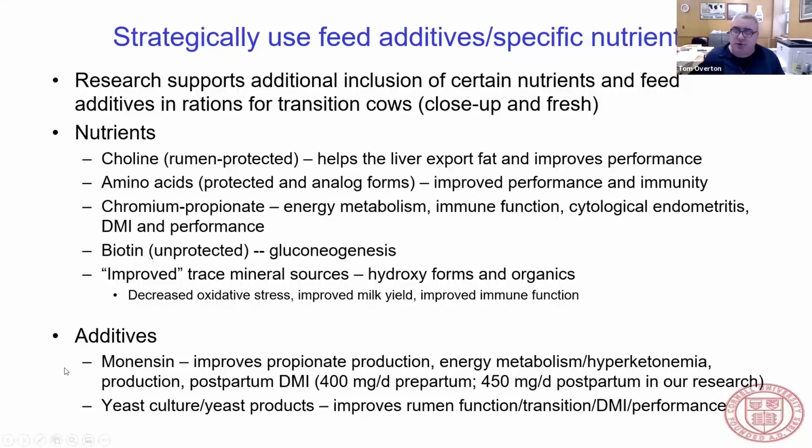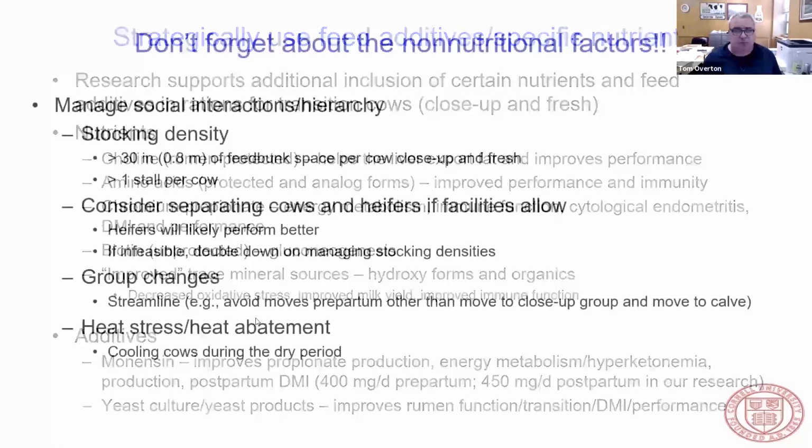And then additives, so monensin or Rumensin: our data show 5 pounds of milk in lactation and less ketosis. Here are our recommendations: yeast culture, and yeast products in general, improve rumen function, transition, and intake performance. And then if there are any mycotoxin issues in the herd, use some of the additives out there that seem to help mitigate those issues.